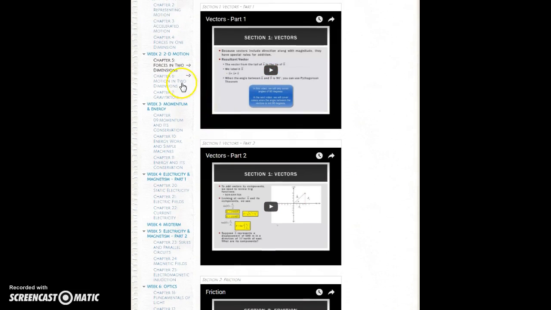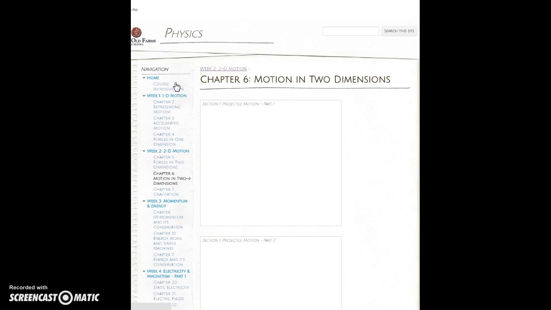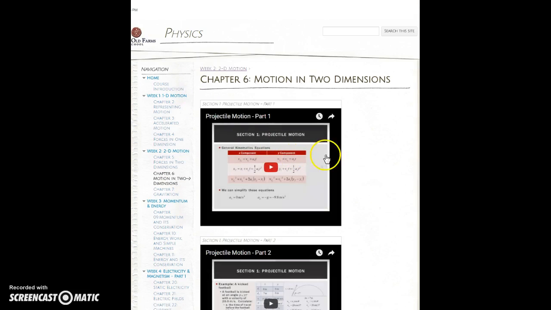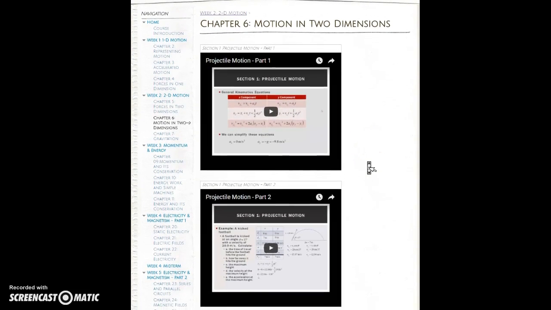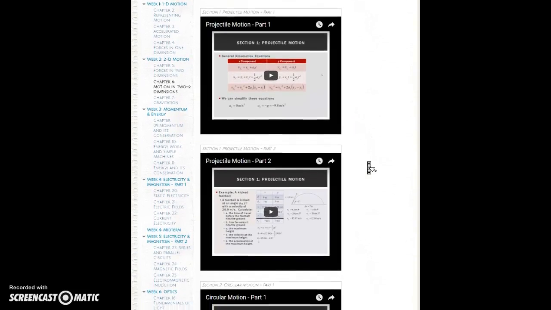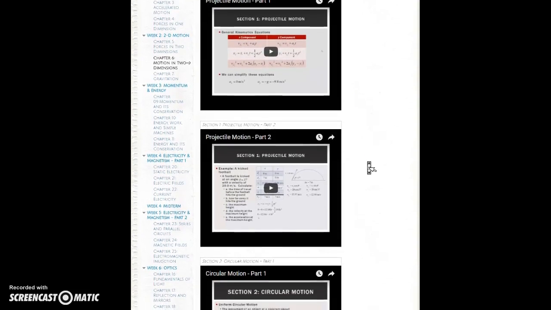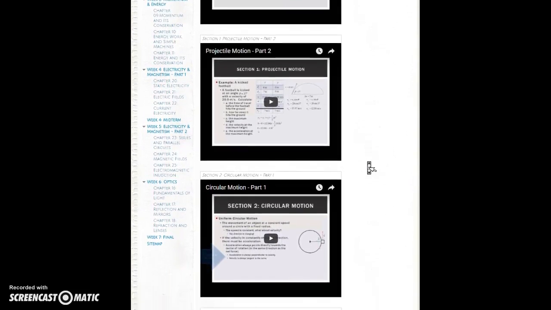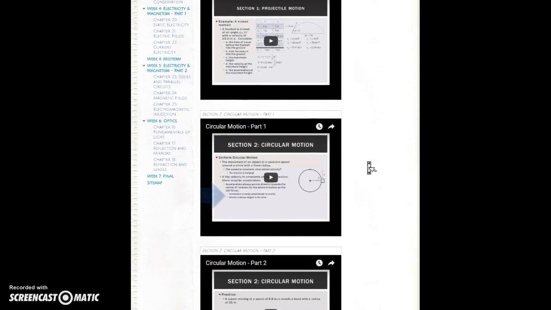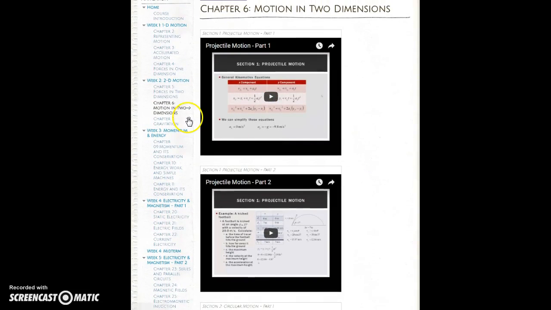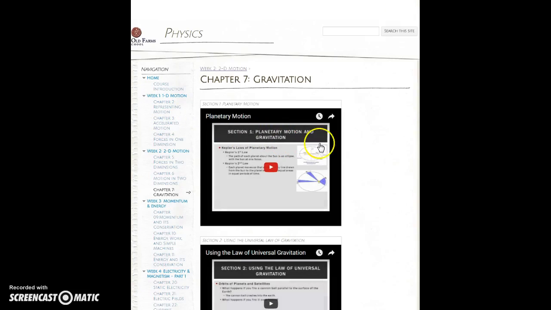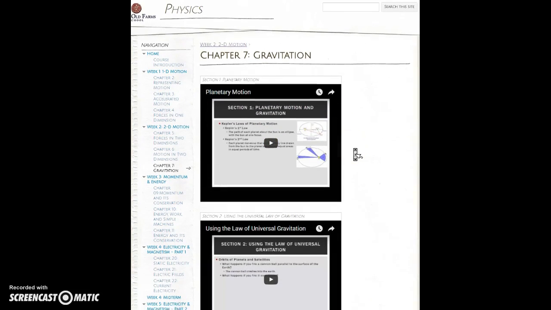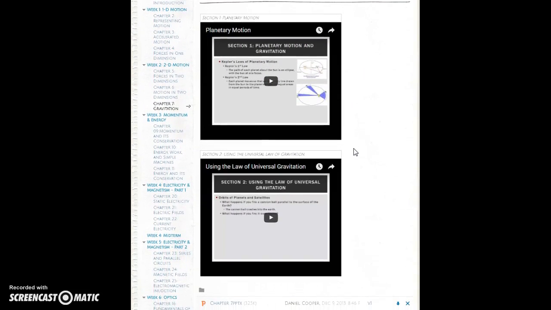Then you'll learn about kinematics in 2 dimensions, starting with projectile motion. You already have kinematic equations for the x and y directions separately. Now you'll learn how to incorporate both of these sets of equations to solve for your unknown variable. And we'll also cover circular motion. The last section for this week is gravitation, where you'll learn about Kepler's law and Newton's law of universal gravitation.